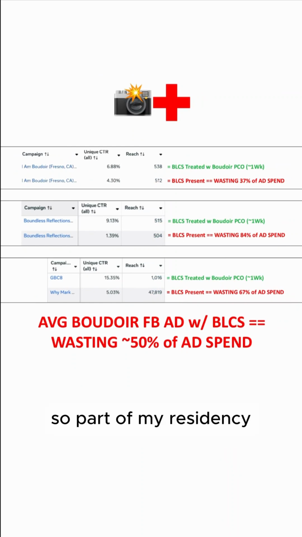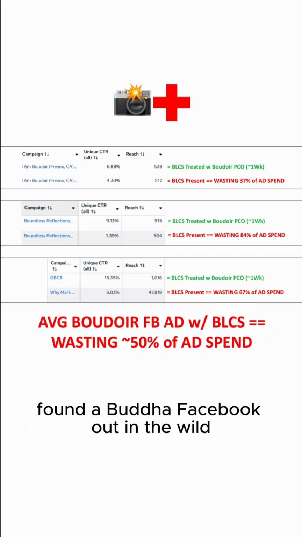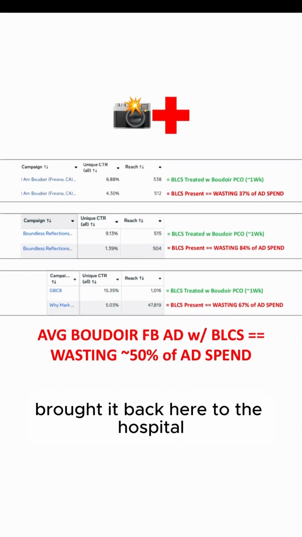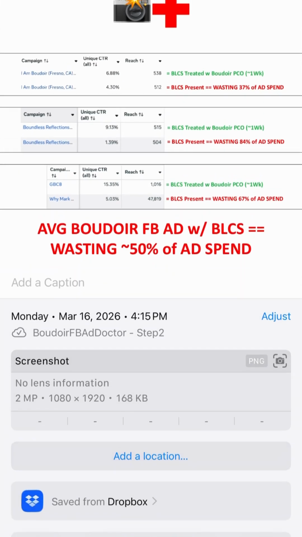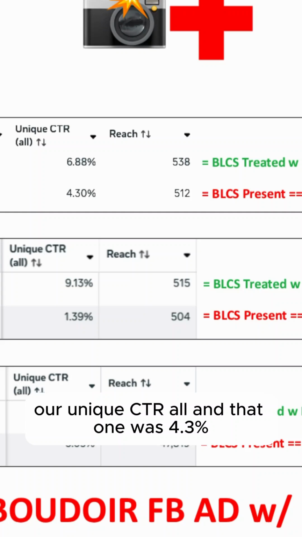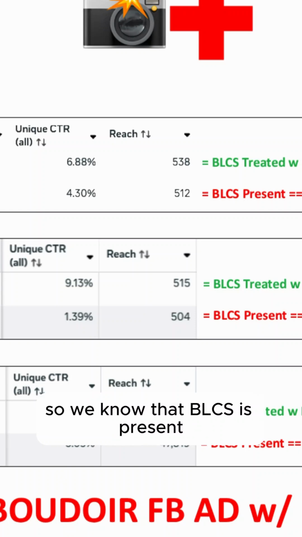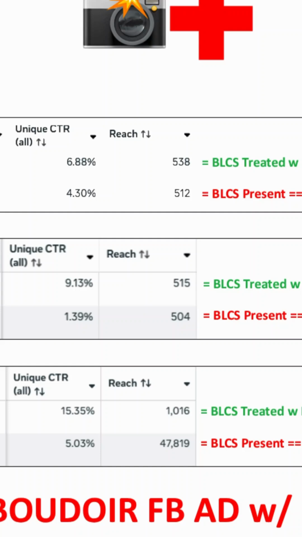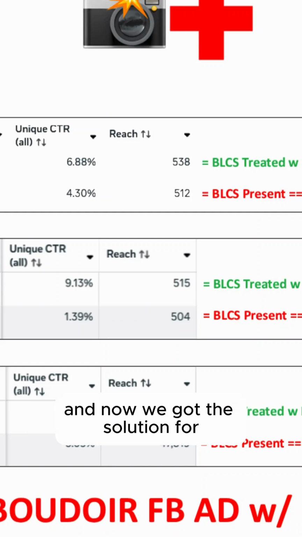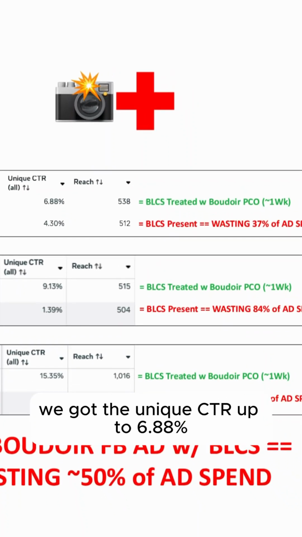So part of my residency, first part was going out and getting a Boudoir Facebook ad out in the wild, bringing it back here to the hospital, testing it, and finding out that our unique CTR all on that one was 4.3%. So our unique CTR all is under 6%. So we know that BLCS is present, Boudoir low click syndrome, and now we got the solution for it. So we treated it with Boudoir Pico. So what happened after that? Took about a week. We got the unique CTR all up to 6.88%.